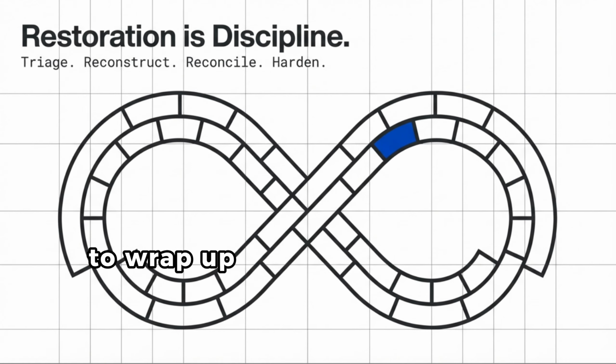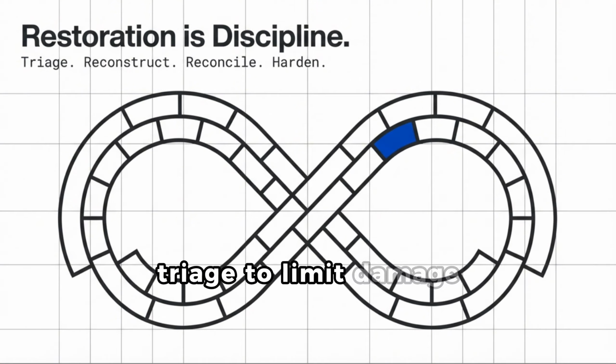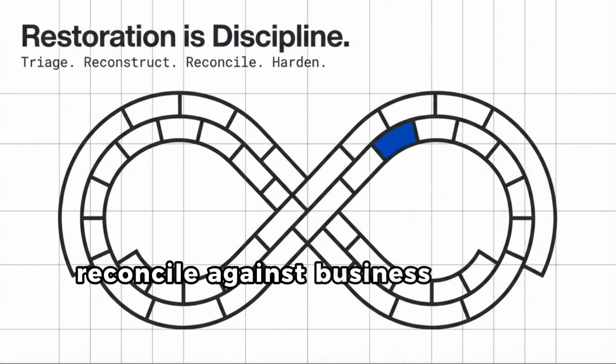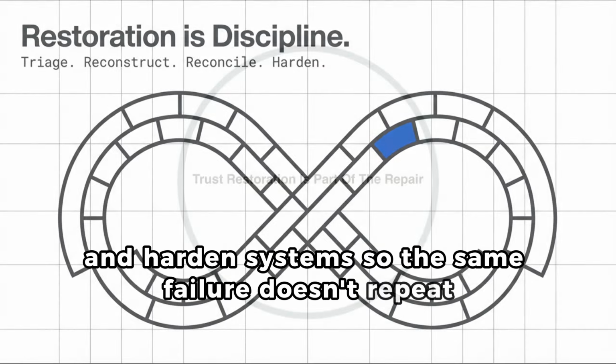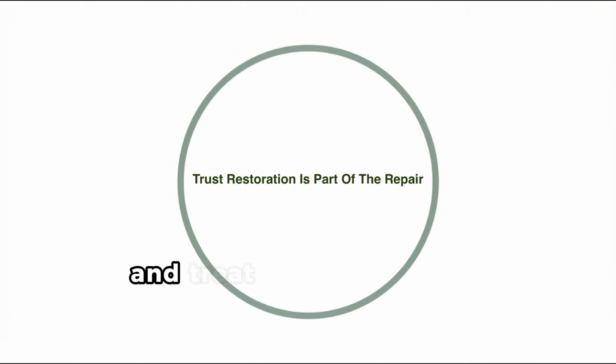To wrap up, structural repair is a disciplined activity. Triage to limit damage, reconstruct from authoritative sources, reconcile against business metrics, and harden systems so the same failure doesn't repeat. Keep your fixes idempotent, auditable, and reversible, and treat trust restoration as part of the repair itself.